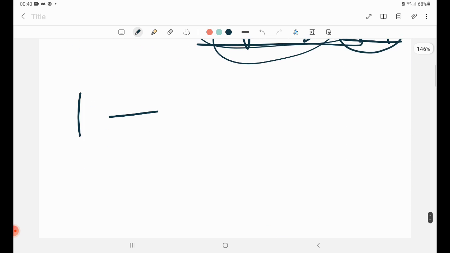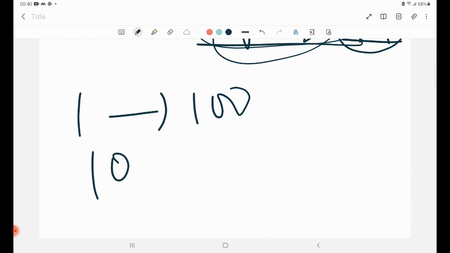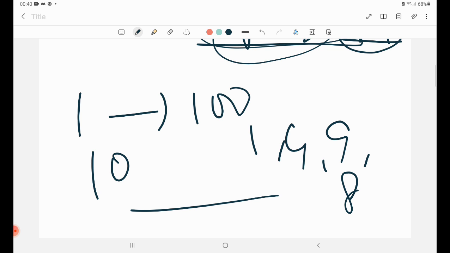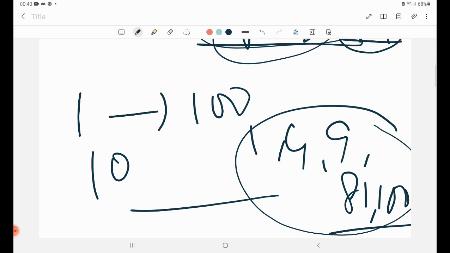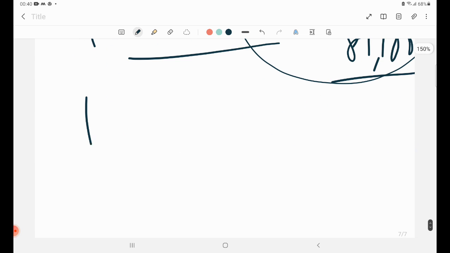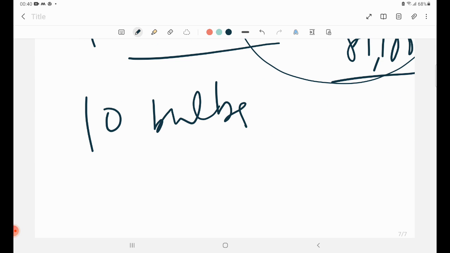From 1 to 100 there are only 10 perfect squares: 1, 4, 9, and so on, the last ones being 81 and then 100. So at the end, after the 100th person is done with this job, only 10 bulbs will be on. That's your answer: 10 bulbs will be on.